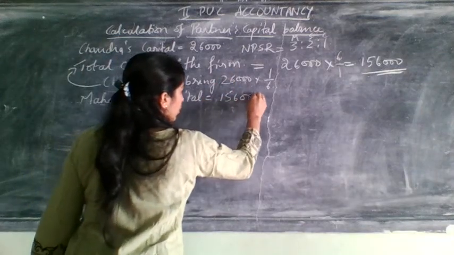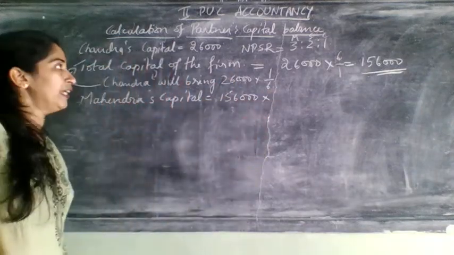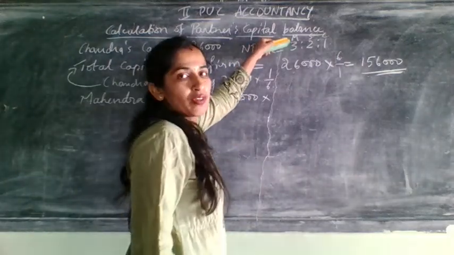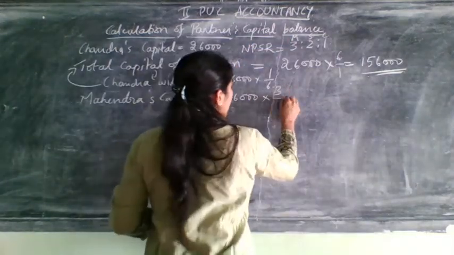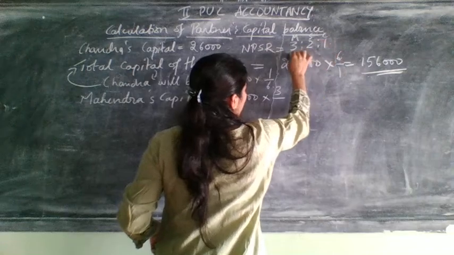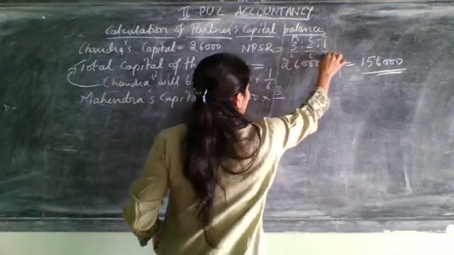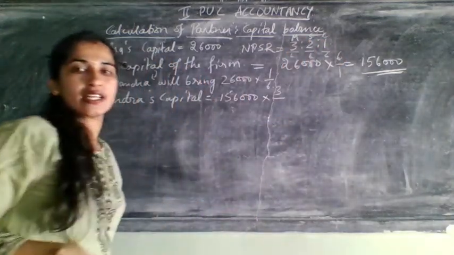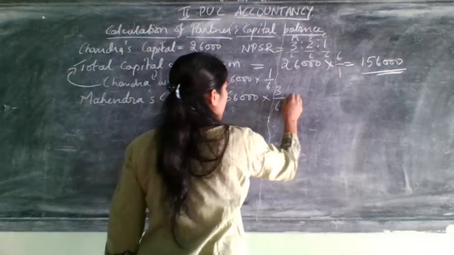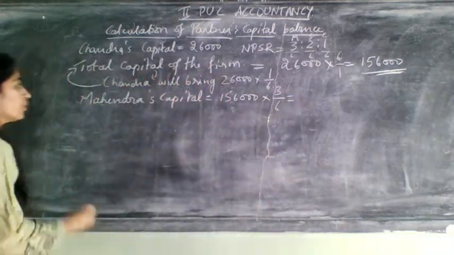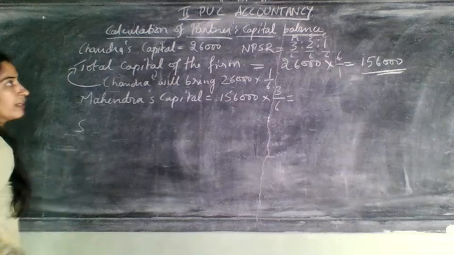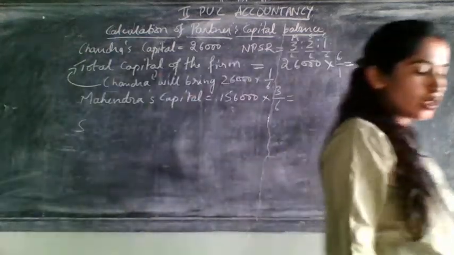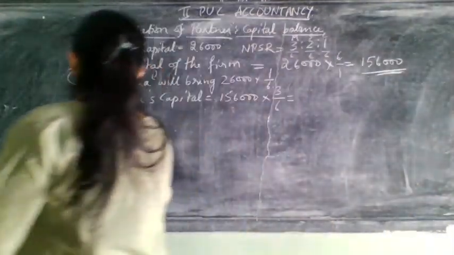1,56,000. That was the total capital of the firm, into his share, new profit sharing ratio, that is 3 plus 2 plus 1. How much will it come? It will come 6. That is 3/6, 2/6 and 1/6, 3/6. Next, who is the next partner?